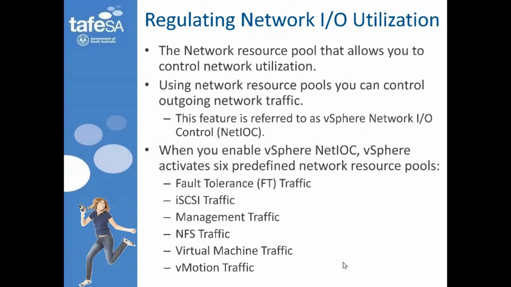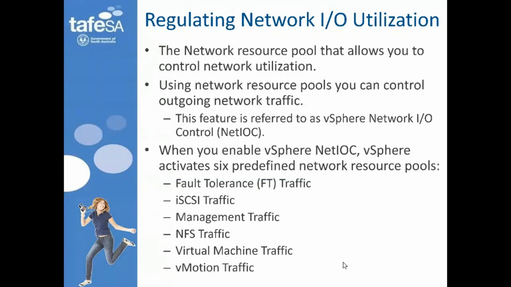All right. What about network I/O? Memory is easy to understand, just a number. CPU is a percentage of CPU cycles. Network I/O is the input-output operations. How many I/Os does each virtual machine get? So a network resource pool allows you to control network utilization. Using network resource pools, you can control outgoing network traffic. This feature is referred to as vSphere Network I/O Control, Net IOC.